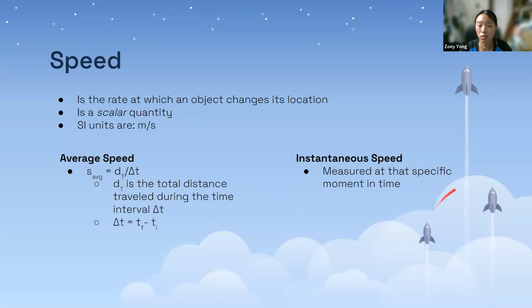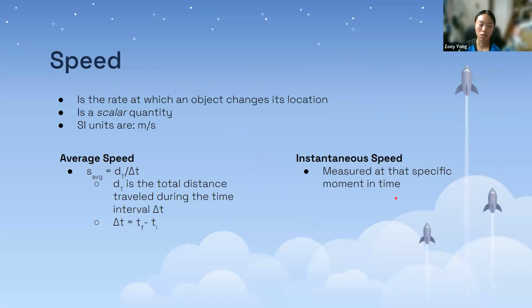And then there's something else called instantaneous speed, which is the speed at a very specific point, because something can have a changing speed, right? You can move really fast and then slow down at this point and then move fast and then stop. So instantaneous speed is just the speed at a specific moment.